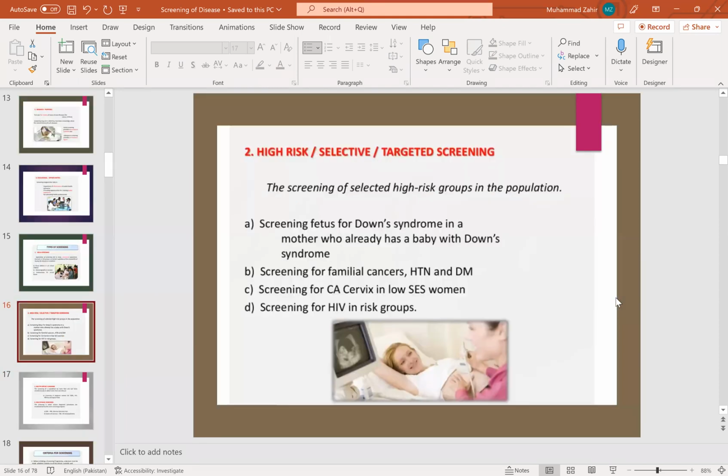Second is high risk, selective, or targeted screening, the screening of a selected high risk group in the population. Examples are screening a fetus for Down syndrome in a mother who already has a baby with Down syndrome, screening for familial conditions like hypertension and diabetes, screening for cancer of the cervix in low socioeconomic status women, or screening for HIV in high risk groups.